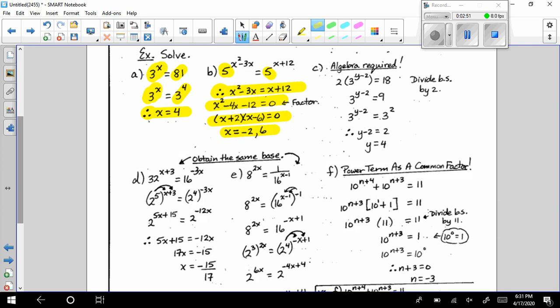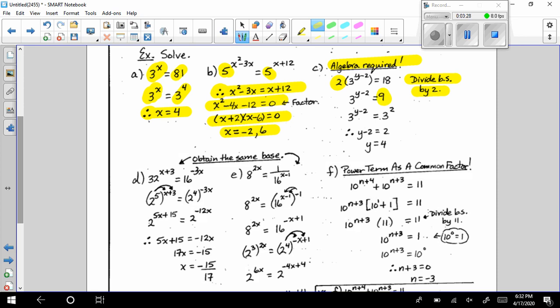In question C, I've given us a quick note here. I'm saying algebra is required, and specifically we need to divide both sides of this equation by the number 2. So this coefficient of 2 was presenting a problem initially. I want to have just the power term on that left side. And because it's understood multiplication between the 2 and the power term, I divide in order to get rid of the 2, and whatever I do to the left side, I do to the right-hand side. So 18 divided by 2 gives me the 9 here.